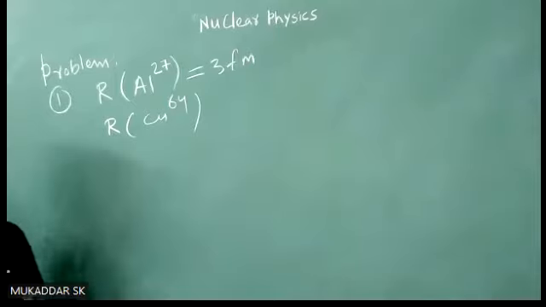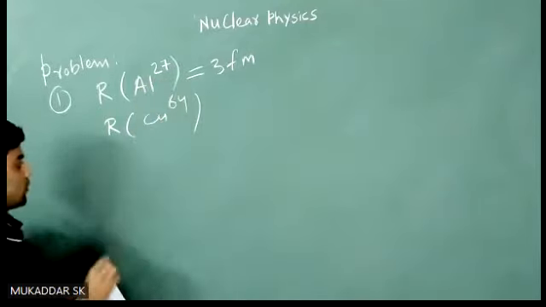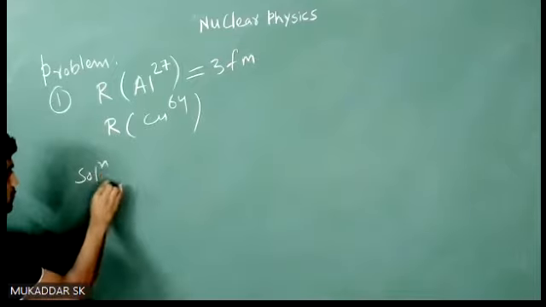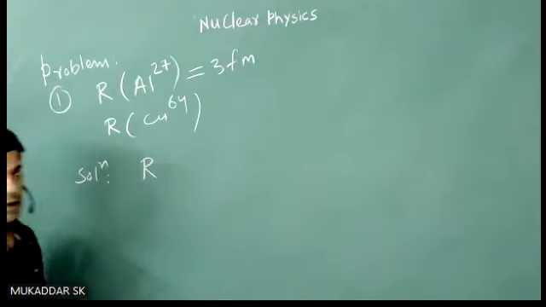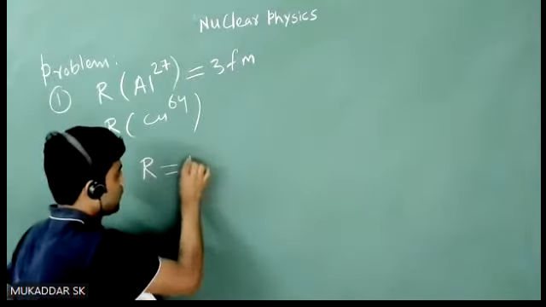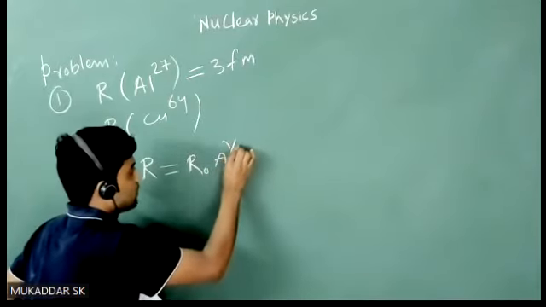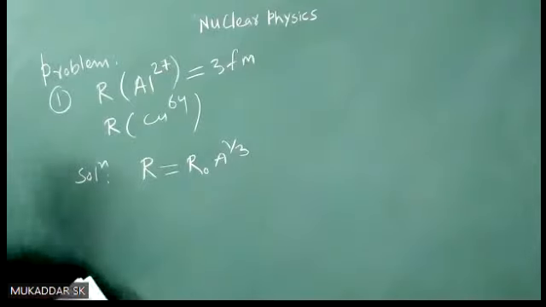So it's a very simple problem. So let us solve it. Okay. So this is your mass number. So how will we solve? We know that there is a relation between the radius of nucleus, noted by capital R, and that is simply R naught, some constant, times the mass number to the power 1/3. So we'll use this formula.